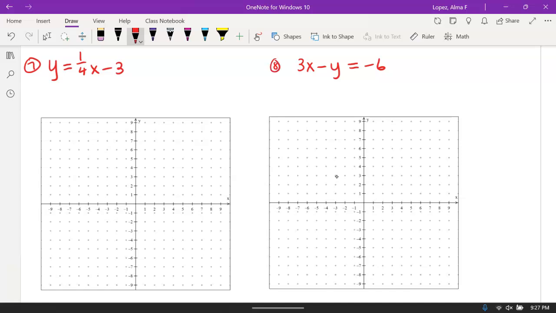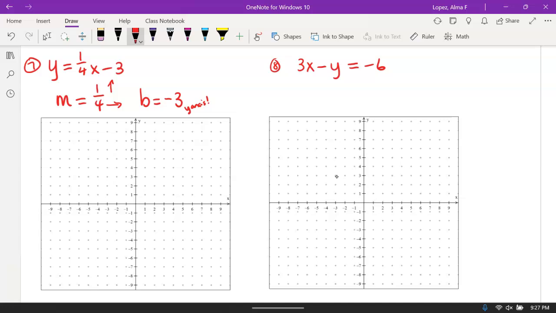Okay, on number 7, we already have it in the right form, don't we? y equals mx plus b. What is the slope? 1/4. And our y-intercept, that's -3. Now, our GPS, our slope, is telling us we're going to end up going up 1 and to the right 4 after we plot our starter point on the y-axis.